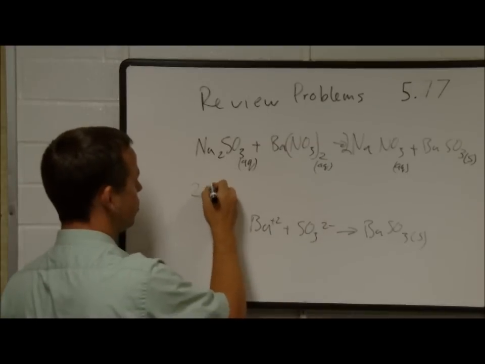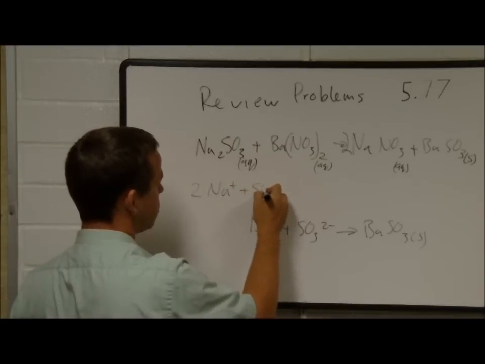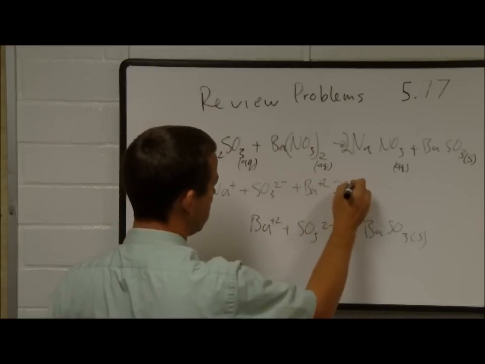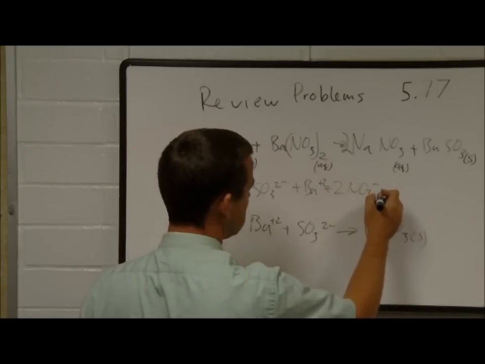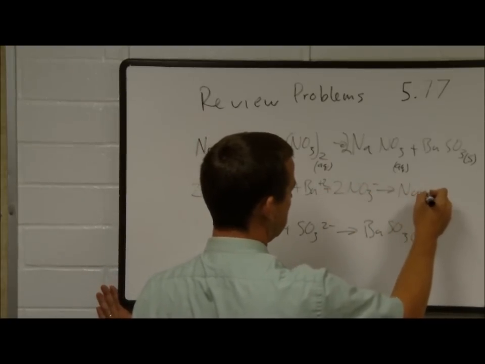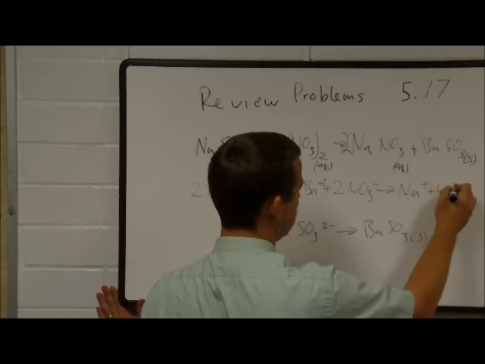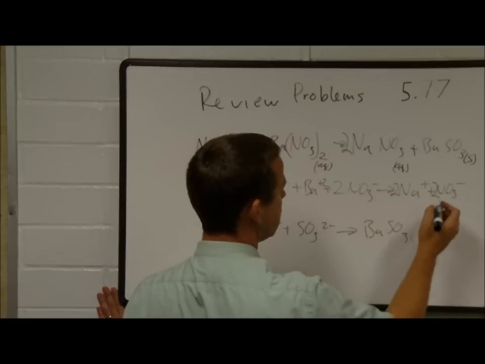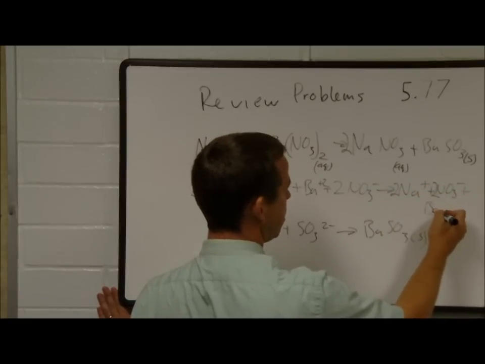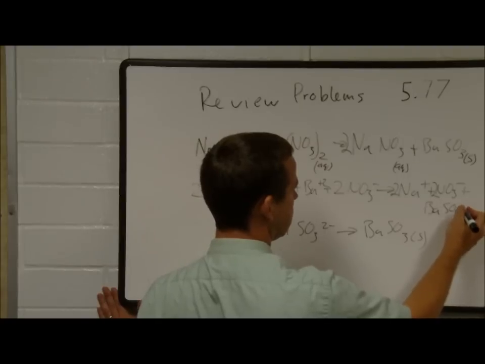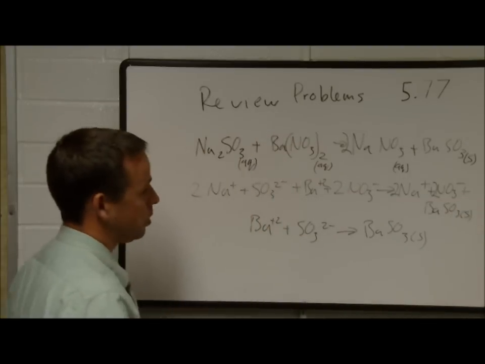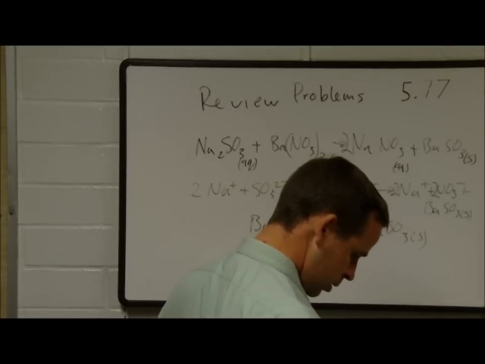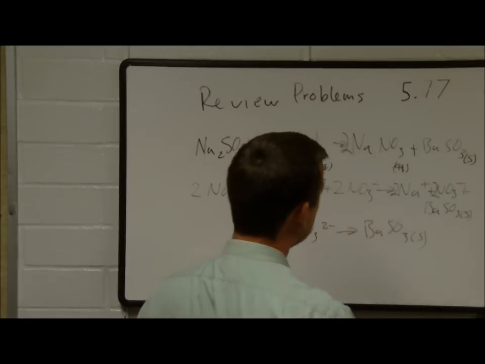Ionic equation, 2 Na pluses, SO3 2 minus, barium 2 plus, 2 NO3 minuses, yielding Na plus, NO3 minus. We have two of those each, right? And we have our barium sulfite. All right. 577, write the molecular, ionic, and net ionic. So that's what we need.